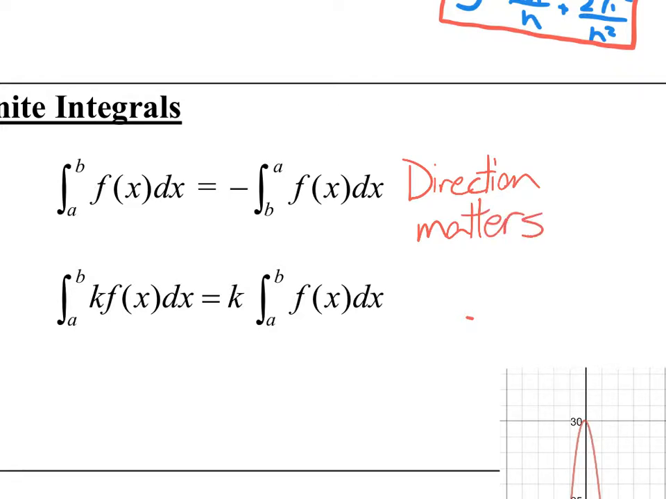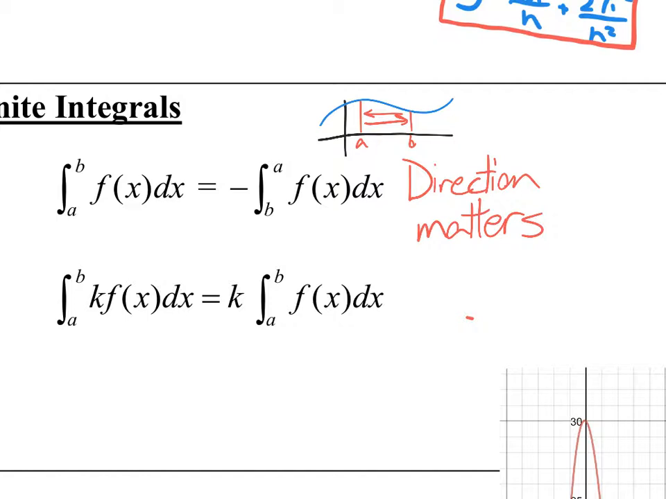Basically what's happening here is, you could have the same area, but if I'm going this way, I'm going to get a positive area. If I'm going this way, I'm going to get a negative area. Okay? So it does matter which way I'm going.